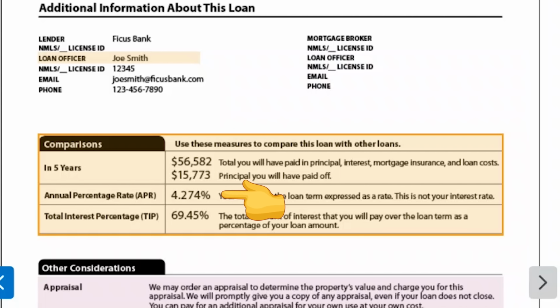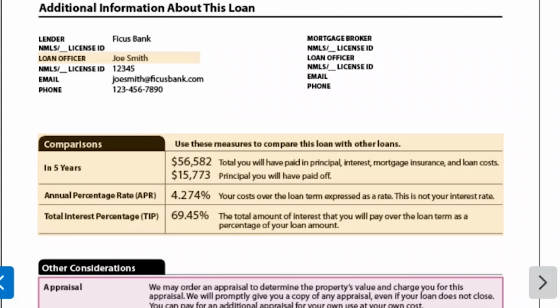The annual percentage rate, the best way I can explain it is if you had no fees at all, your APR would be the same as your interest rate. But because there are fees, they add the fees to the loan amount. They spread it out over the term, in this case 30 years, at the interest rate, and then that spits out a number, and that's the annual percentage rate. The total interest percentage basically means if you add up all the interest paid, assuming you make minimum payments over the term, 30 years, your TIP, or total interest percentage, would be 69.45.